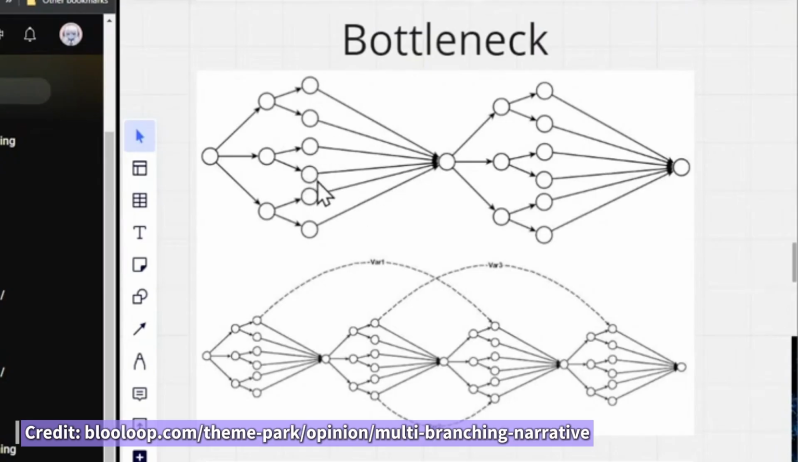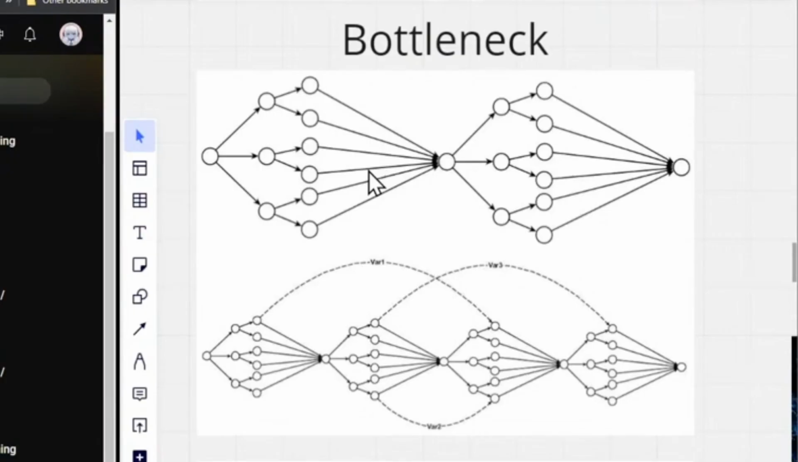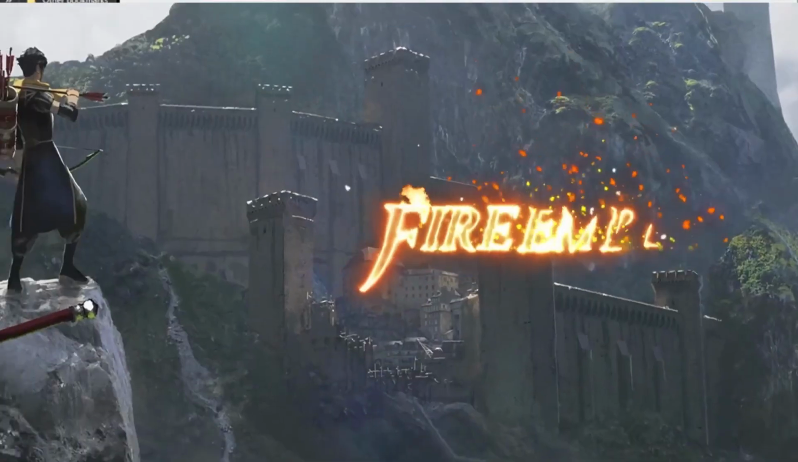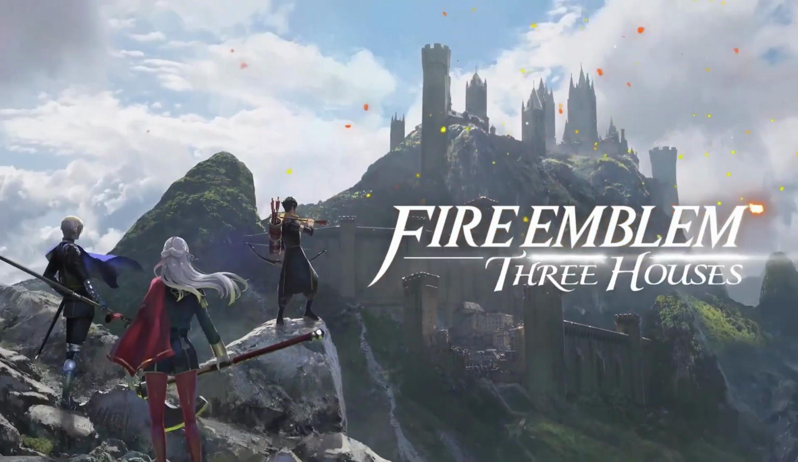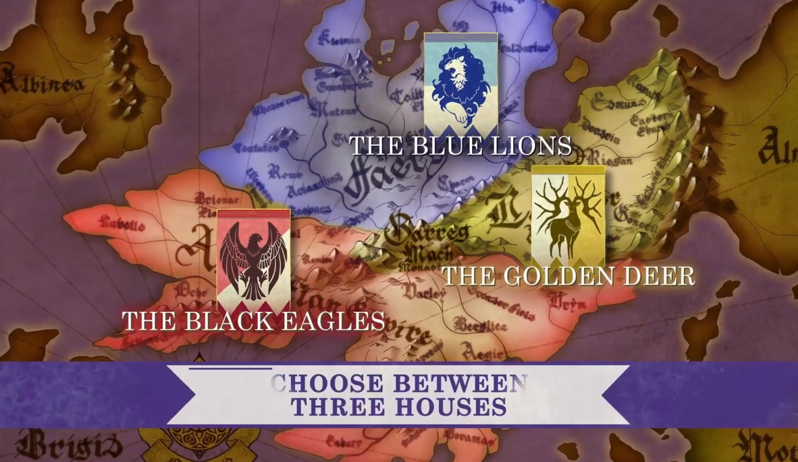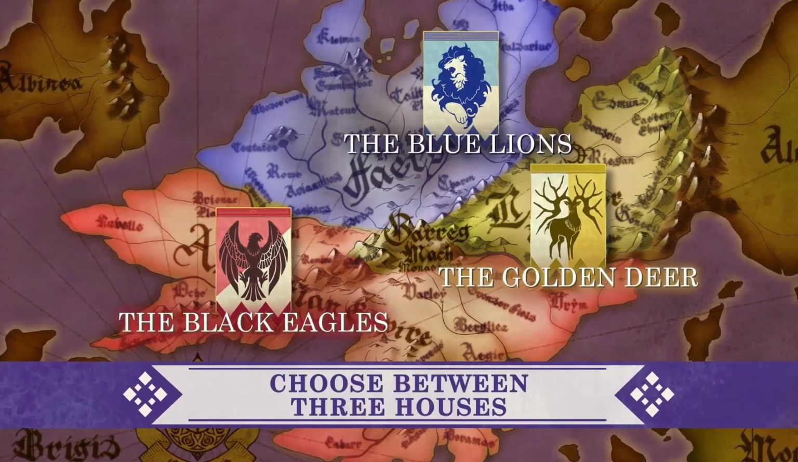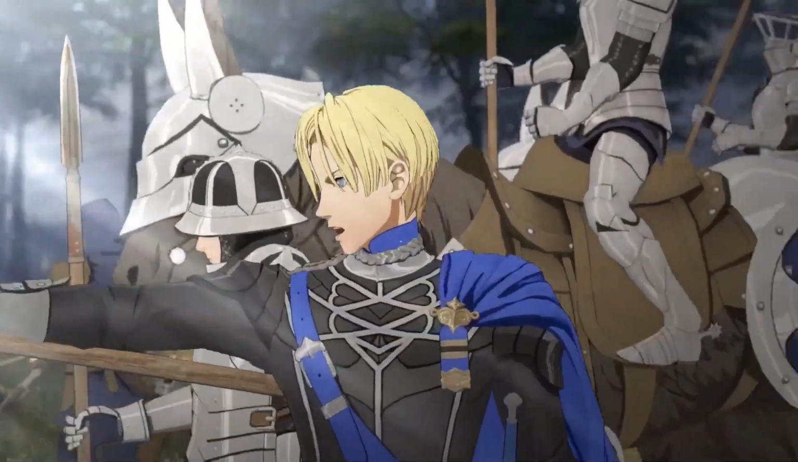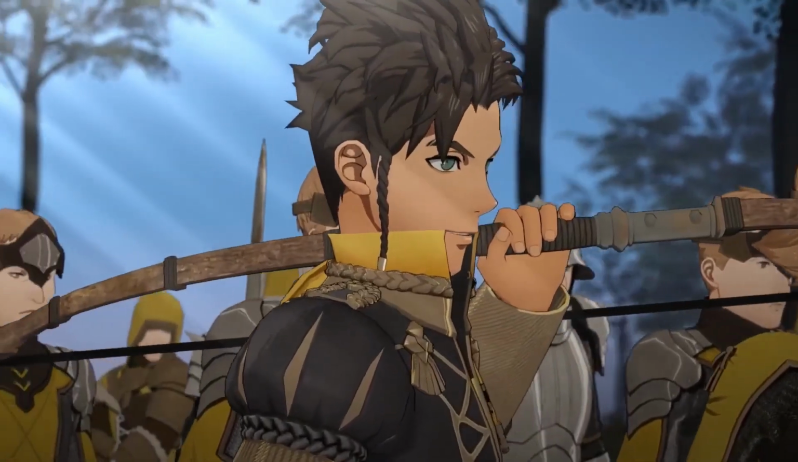And then those decisions can branch off, but then at some point, you all come back together at a pivotal point in the story, and then you could potentially branch off again. Fire Emblem Three Houses is a very good example of this type of branching narrative, because depending on which house you choose, there are three, you can go off into completely different stories, and it comes back together again at pivotal points in the story.